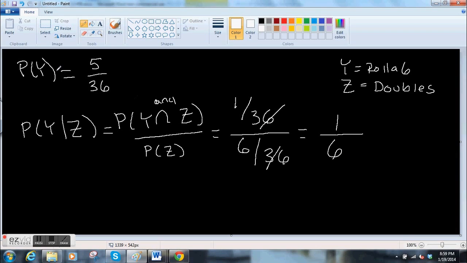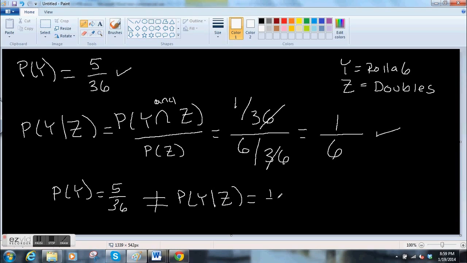So now we see that the probability of Y is 5 out of 36. The probability of Y given Z is 1 out of 6. So these are not the same. Probability of Y is not equal to the probability of Y given Z, which is 1/6. So because they are not the same, we're saying knowing Z changes the probability of Y. So these events are, you could either say not independent, or you could say they are dependent or they are conditional.